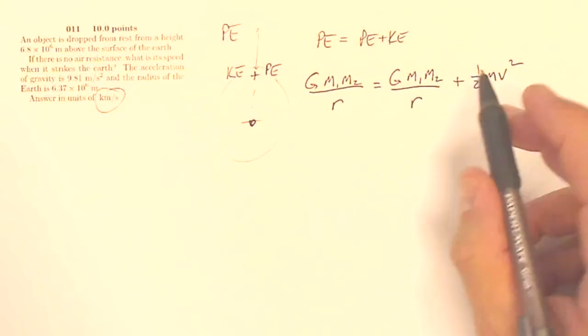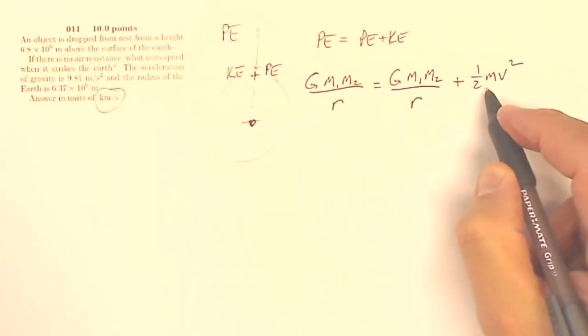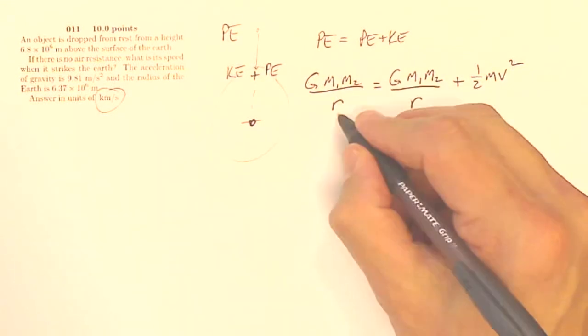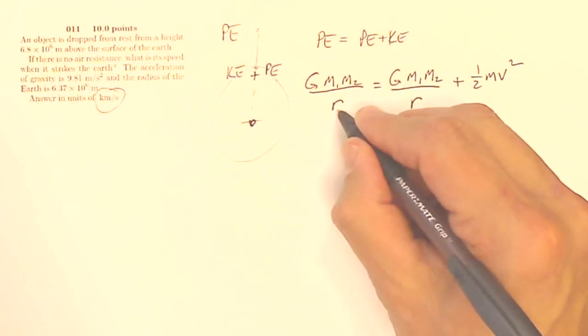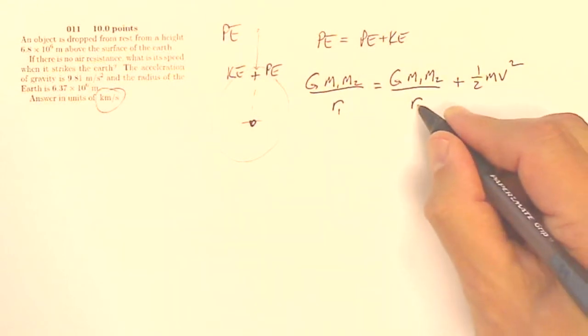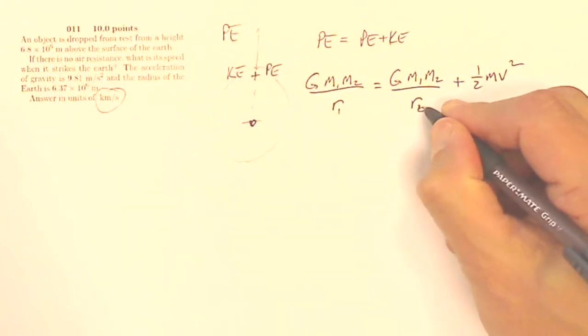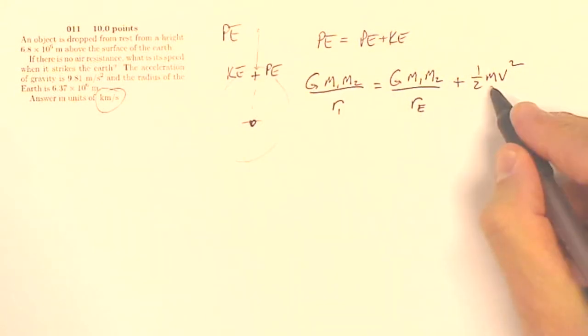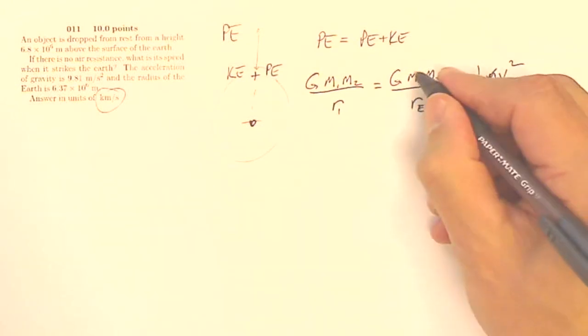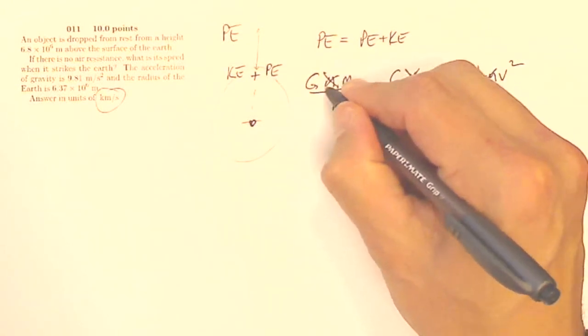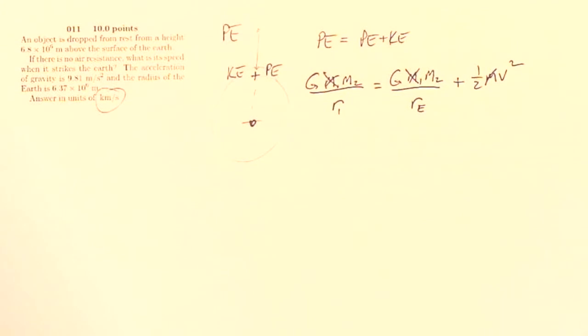Now, luckily, in this case, the mass of the object still cancels out. By the way, this is R1, and this is R2. So this is the R up top, and this is the radius of the Earth, so you can call that RE. This mass is the mass of the object, either one, it doesn't matter, but this is definitely the mass of the Earth.